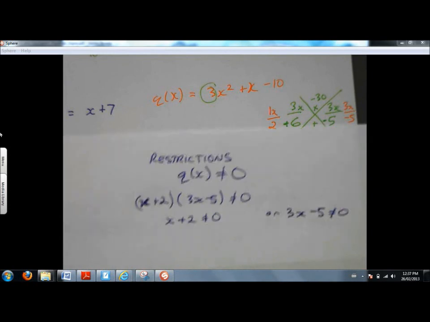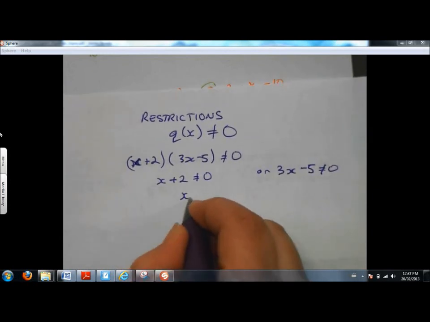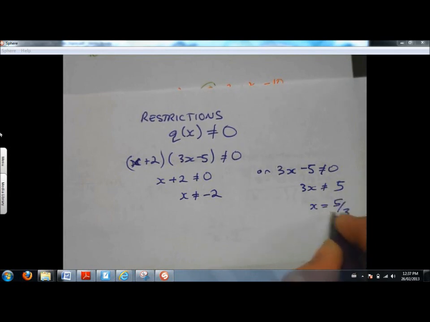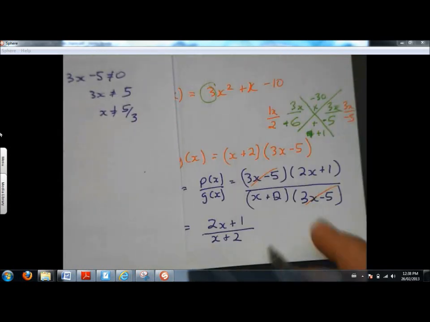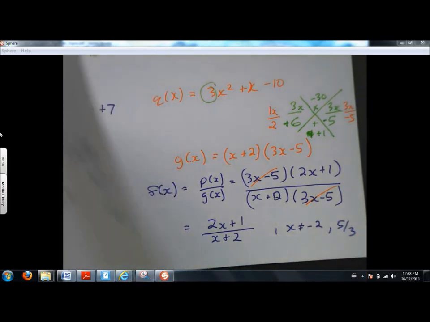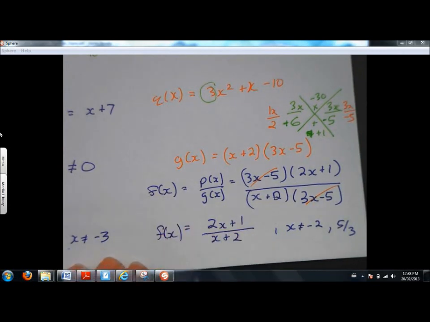So algebra time. X does not equal negative 2. 3x does not equal positive 5, so x cannot equal 5 over 3. So these are my two restrictions, negative 2 and 5 over 3. So x cannot equal negative 2, and it cannot equal 5 over 3. So you make a list over there. So here's my final answer. F of x equals the simplified one from before, and my two restrictions.